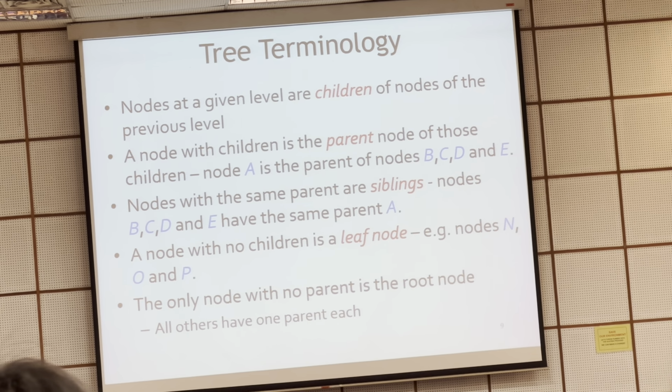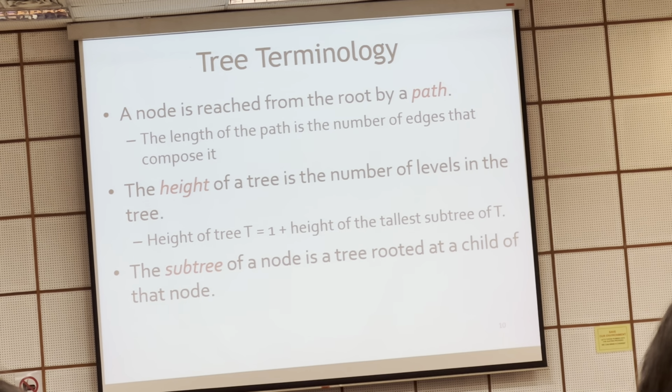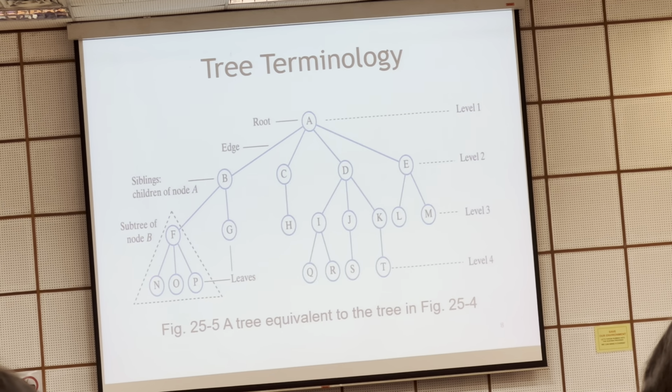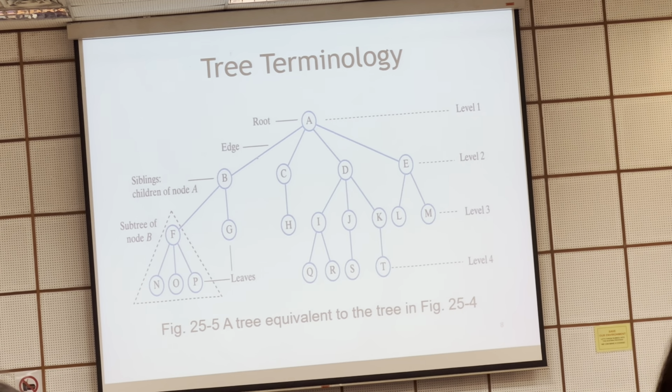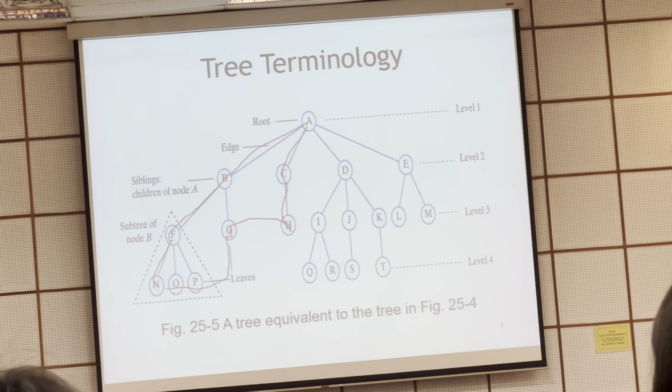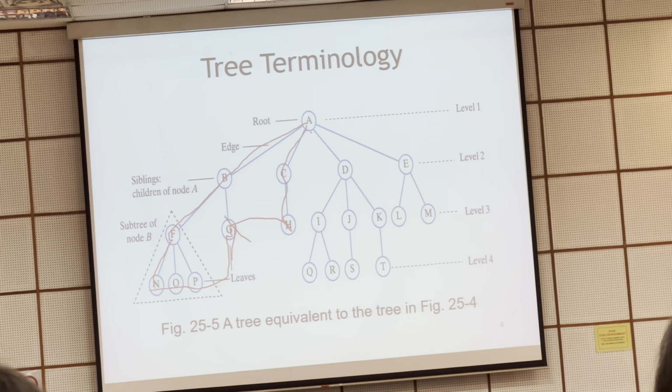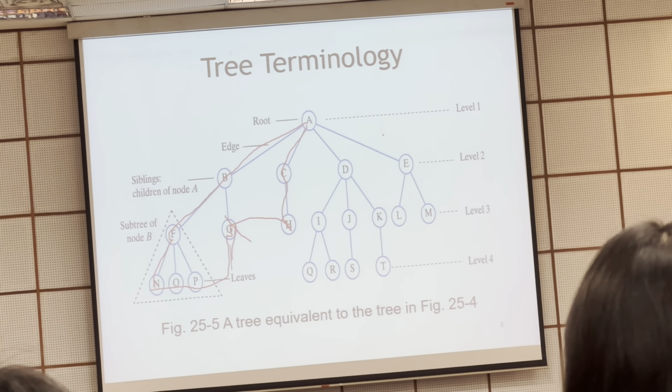Now a node is reached from the root by a path. Let's say I want to access N. What is the way that I have to follow? What is the path? From A, I have to follow to B, then F, and N. I cannot go from here and then jump over here and come back here. That cannot be done. This is the connection that I have to follow, and this is known as the path.